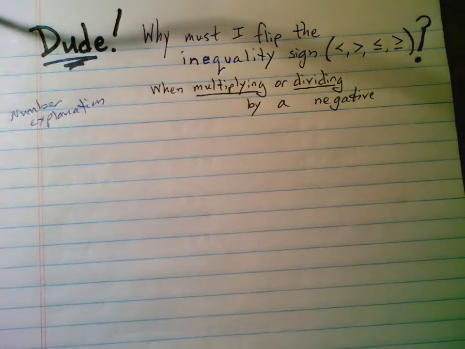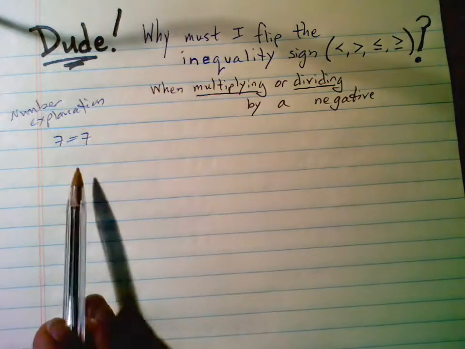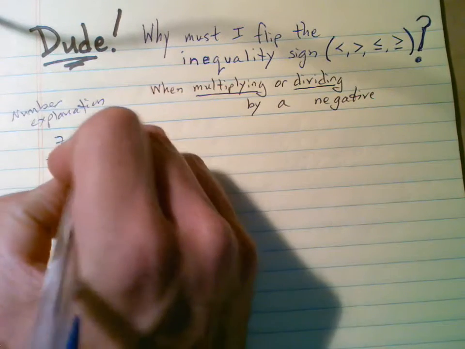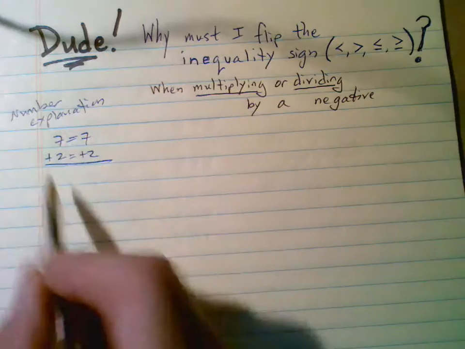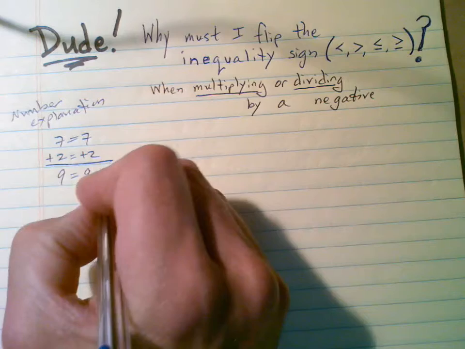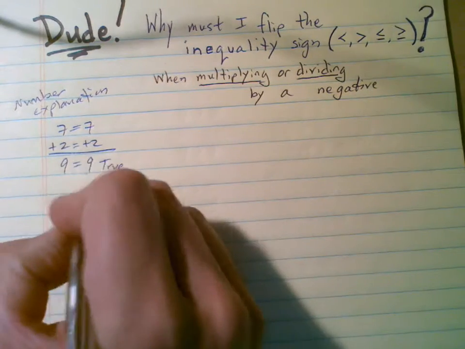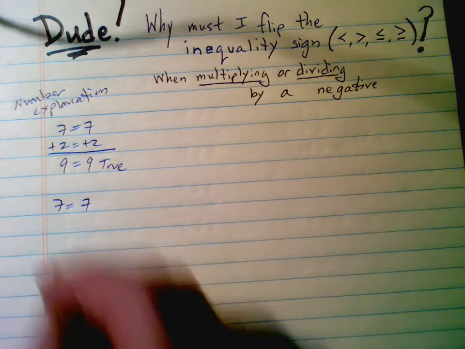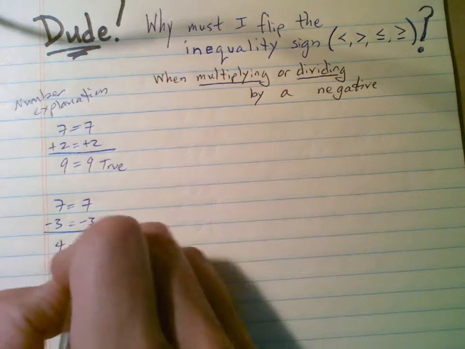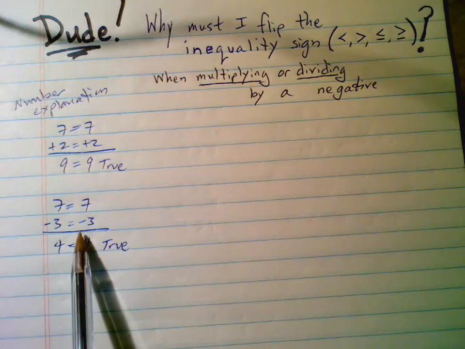Here's something that everyone knows is true. If 7 is equal to 7, that's a true equation. Now, if I add the same thing to both sides, say I add 2 to both sides, 7 plus 2 is 9, and 7 plus 2 is 9. And hey, that's a true statement. Likewise, if I subtract the same amount from both sides, how about 3? If I subtract 3 from both sides, I get a true statement. It's always the case with equations.